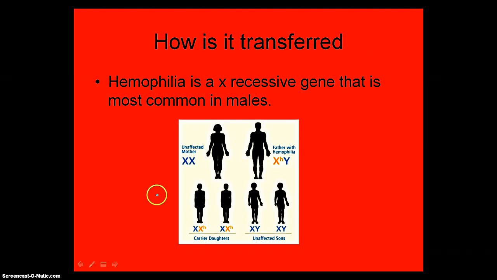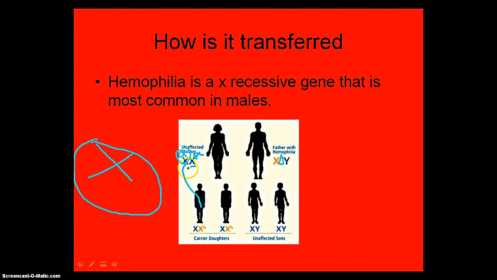How is it transferred? Hemophilia is an X-recessive gene. So if that was A and that was a little a, this would be the affected one, the affected X. Or as it's H here, an affected X, affected H. We're going to call it A for now. So we'll say it's the lowercase because it is a recessive.